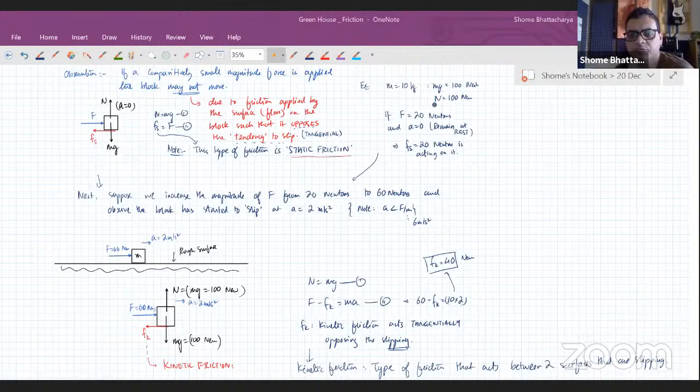So that type of friction which opposes slipping is called kinetic friction, whereas the type of friction that prevents slipping altogether, that does not allow slipping to happen, is called static friction. That is the difference between static and kinetic friction. So just make a note of this example in detail.